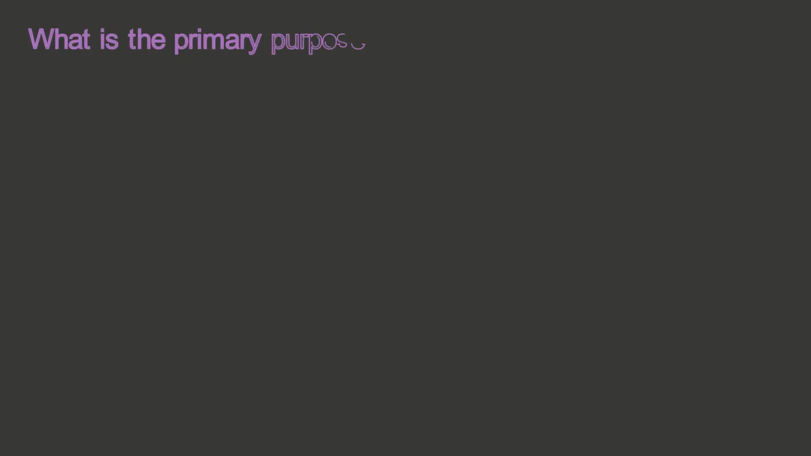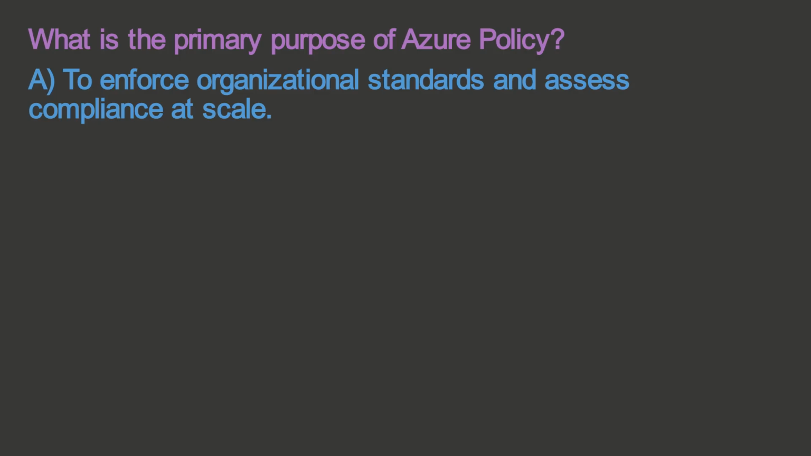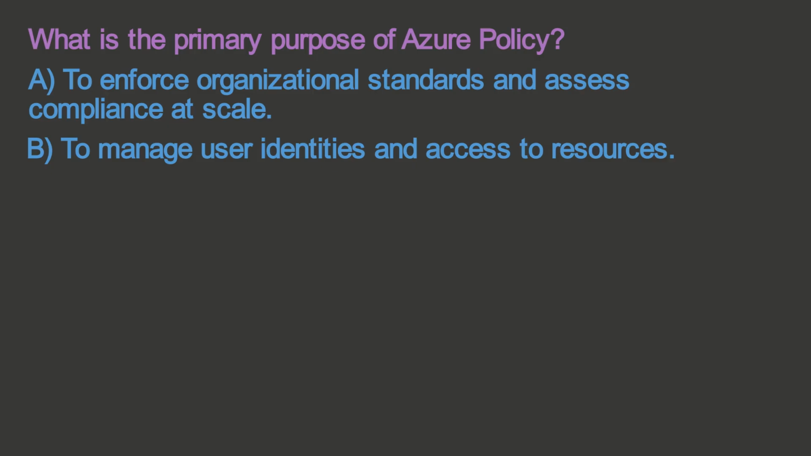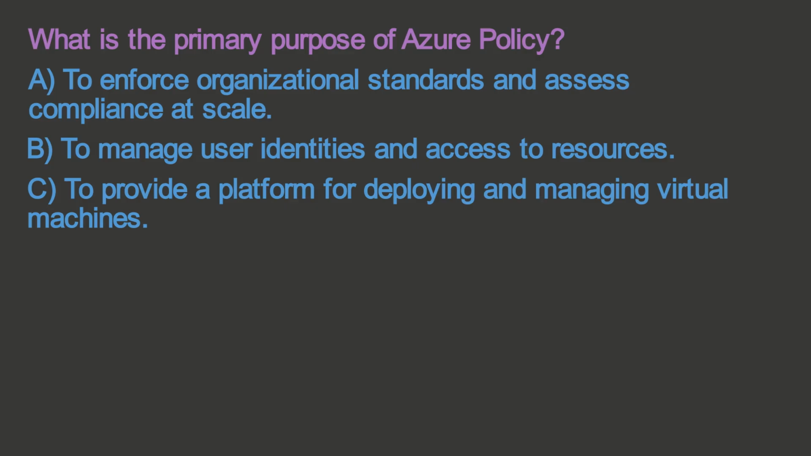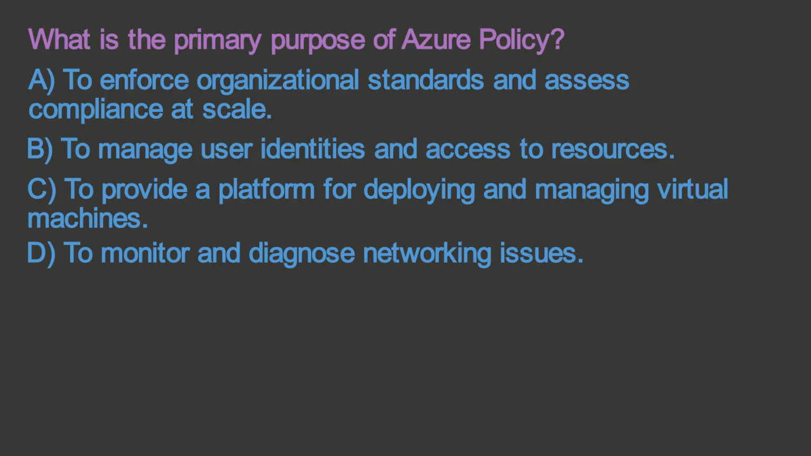What is the primary purpose of Azure policy? A. To enforce organizational standards and assess compliance at scale. B. To manage user identities and access to resources. C. To provide a platform for deploying and managing virtual machines. D. To monitor and diagnose networking issues.